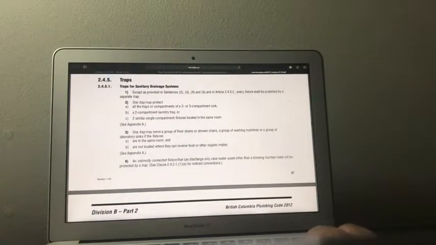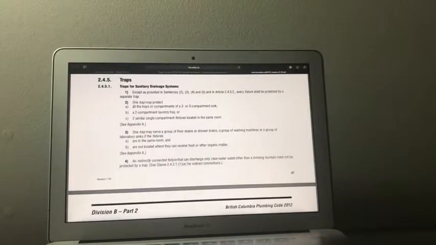Every fixture shall be protected by a separate trap. One trap may protect all the trays or compartments of a 2 or 3 compartment sink, a 2 compartment laundry tray, or 2 single compartment fixtures located in the same room. Kind of go over these one by one. So first of all, every fixture shall be protected by a separate trap. Okay, and then sentence 2.